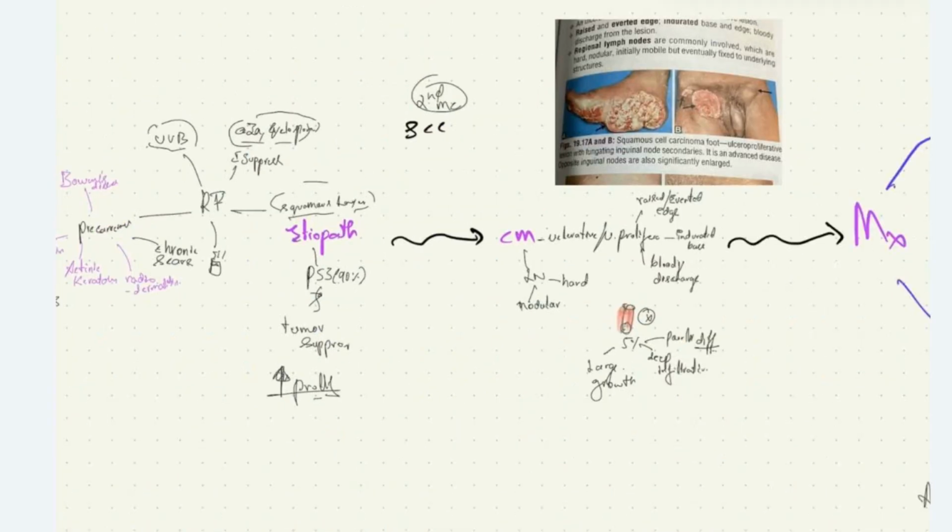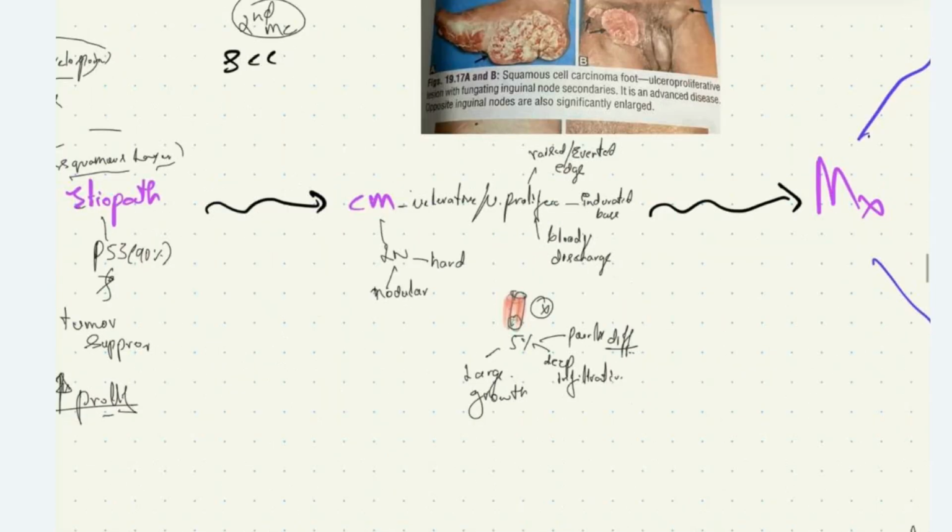What are the clinical manifestations of squamous cell carcinoma? Clinically, we have different types of squamous cell carcinoma. That is ulcerative type, ulceroproliferative type, and red nodular type. The ulcerative and ulceroproliferative type presents with a skin lesion which has raised and everted edge with indurated base. We know that induration is seen in case of squamous cell carcinoma and basal cell carcinoma. Induration is not seen in case of malignant melanoma. We also can see bloody discharge coming out of the lesion.